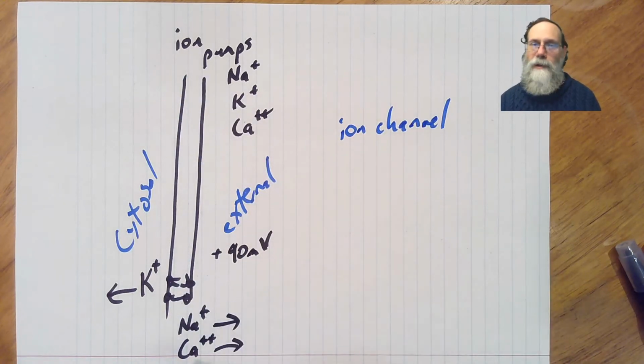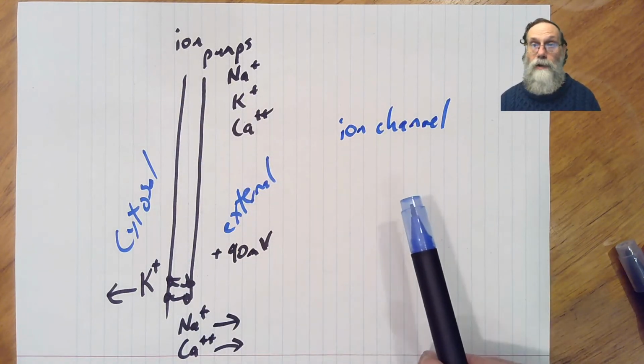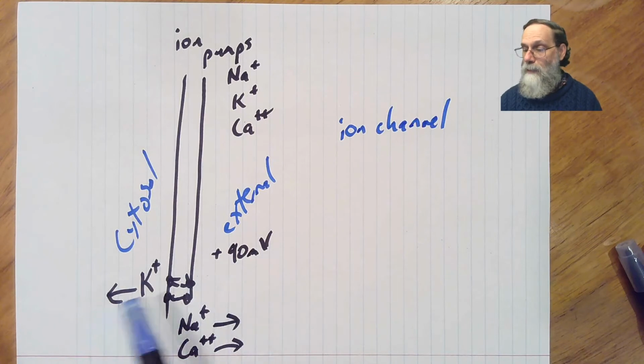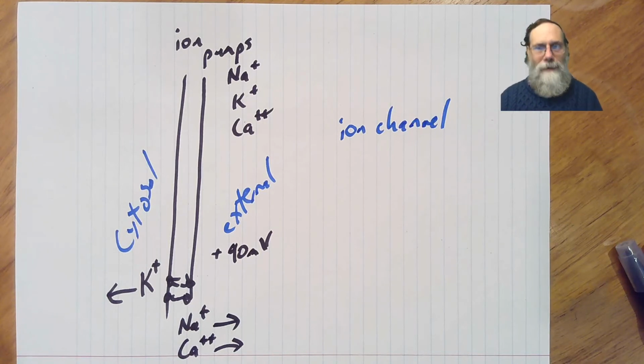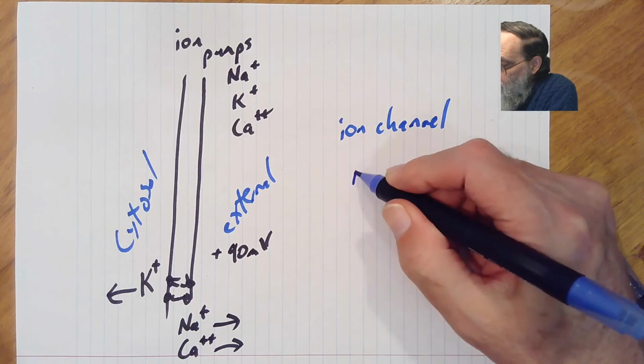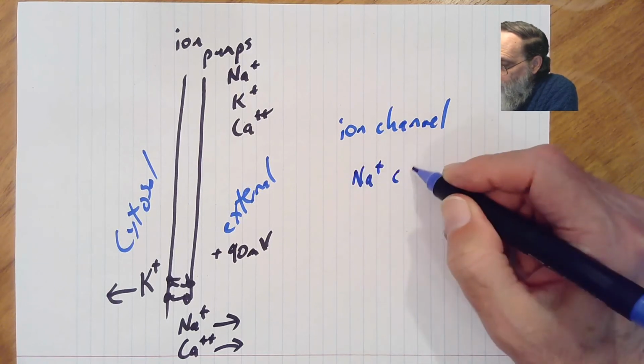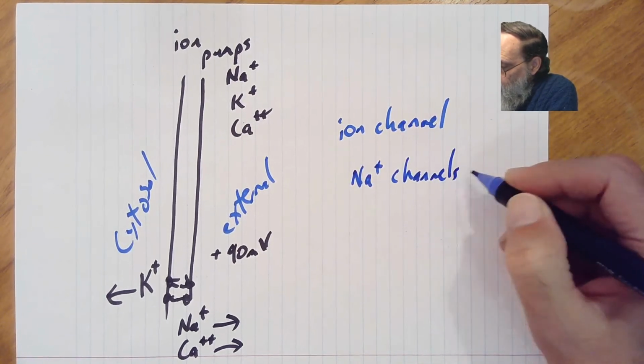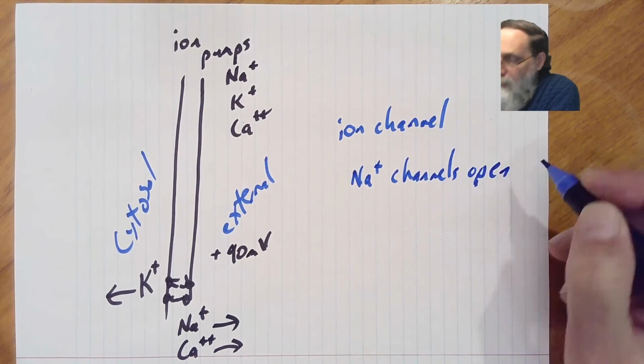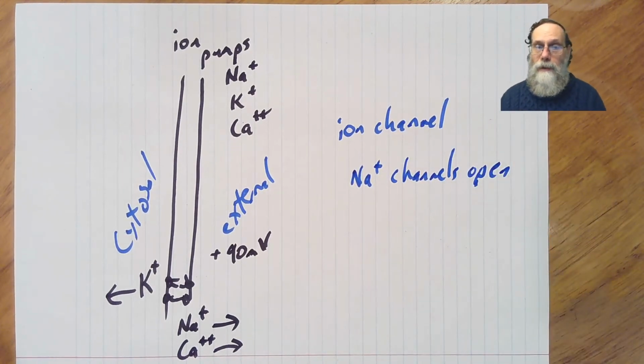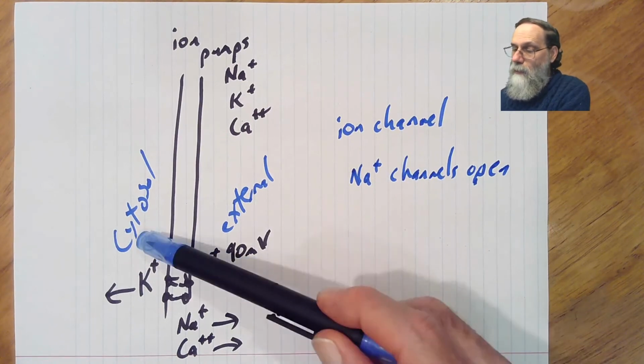So the default state for this membrane is that the ion channels are closed, and the ion pumps are working to establish the concentration gradient. Then something happens, and the triggering event is different for different types of cells. But basically, there's something that happens that opens up the sodium channels. And when that happens, the sodium now can rush back in.